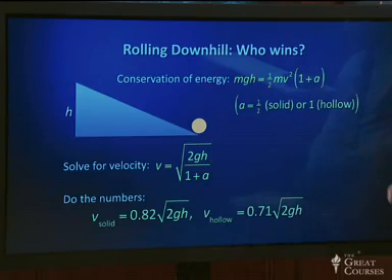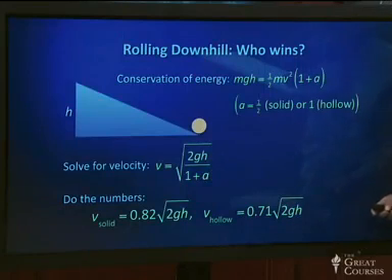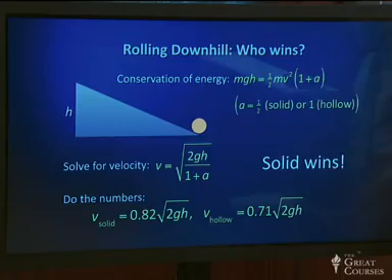Work out the numbers. The solid ends up with a velocity which is 82% of square root of 2gh. By the way, that was the velocity we found for our skier who had no rotational energy going down a slope of height h. So if there were no rotational energy, the speed would be root 2gh. For the solid, it's 0.82 root 2gh. For the hollow, it's only 0.71 root 2gh. And consequently, solid wins, as indeed we saw happening.